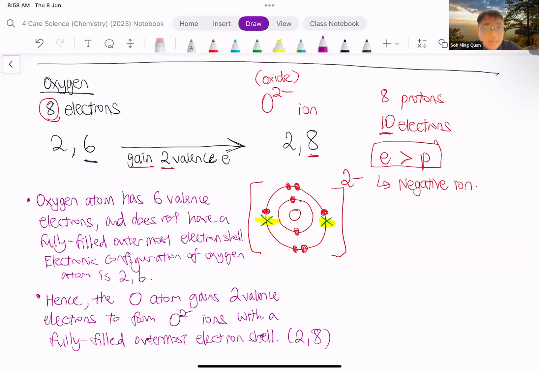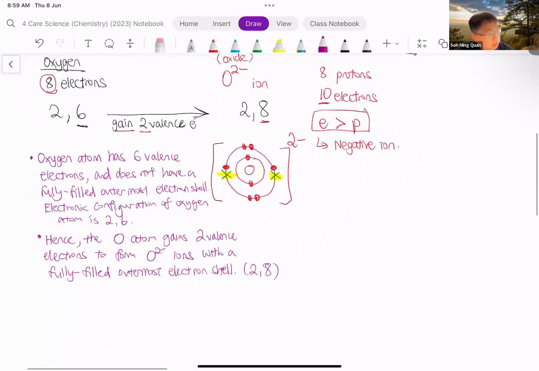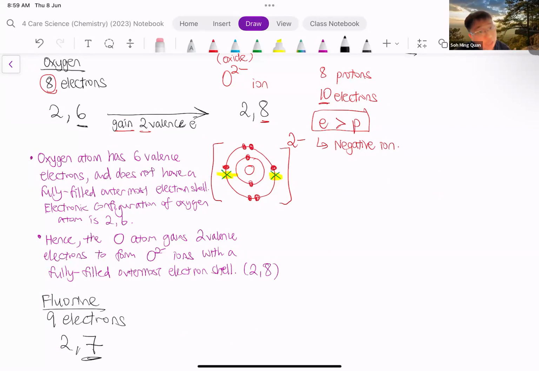Now, besides oxygen, of course, you have other non-metals. So take, for example, group 7. If you go to group 7, there's fluorine. Fluorine has 9 electrons in its atom. So it's 2, 7. You can immediately see again, the outer shell is not fully filled. The outer shell is the second shell and it only has 7 valence electrons. Therefore, this is not a stable atom.